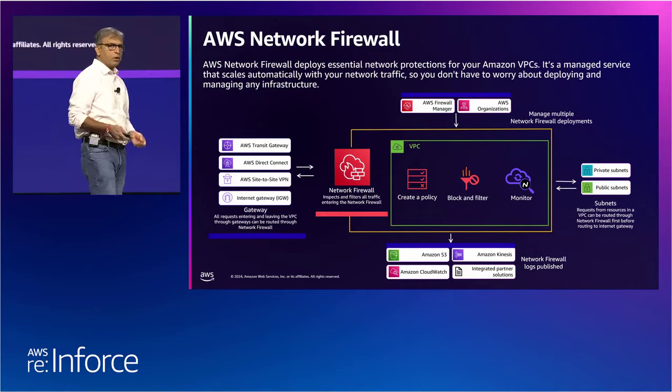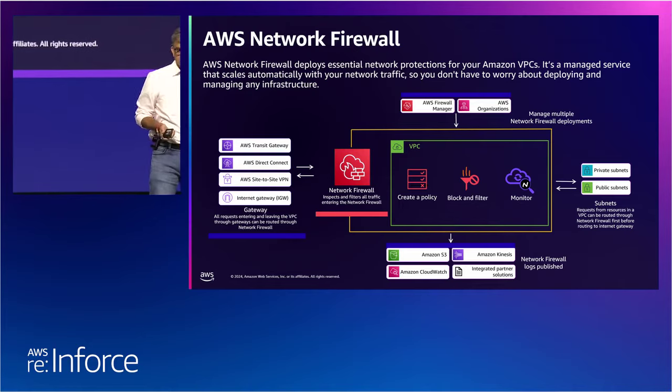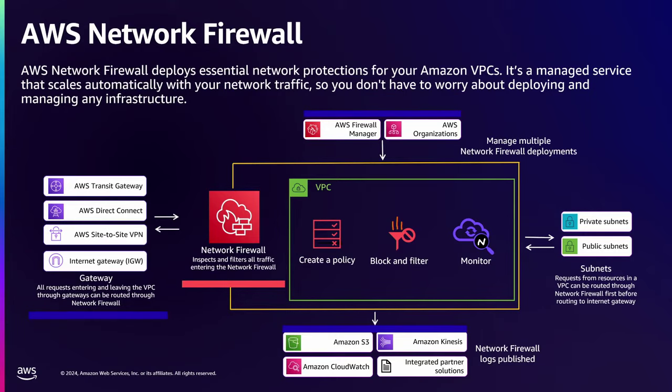Because AWS Network Firewall is built using AWS gateway load balancer. And so Network Firewall is basically our managed offering that allows you to deploy essential network protections for your Amazon VPC. It's a managed service that scales automatically with your network traffic, so you don't have to worry about deploying and managing infrastructure. It can basically intercept the traffic coming in from transit gateway, cloud WAN, direct connect gateway, site-to-site VPN, virtual private gateway, internet gateway, and whatnot.